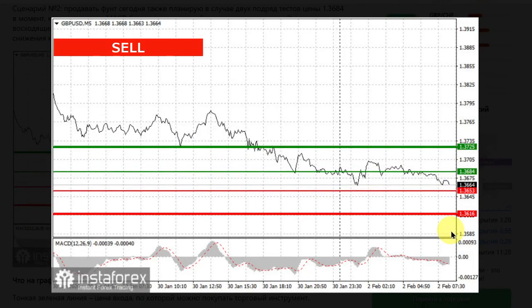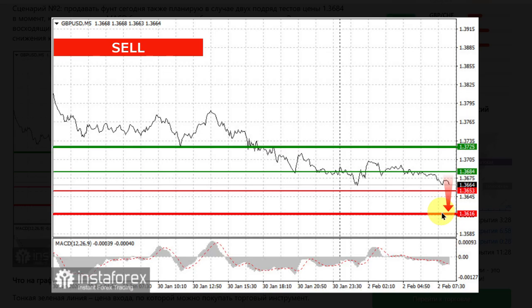You could plan to sell the pound today after a breakout below 1.3653, which could trigger a sharp decline in the pair. The key downside target for sellers is 1.3616. At this level you could plan to exit short positions and open long in the opposite direction, targeting a 20-25 pip rebound.